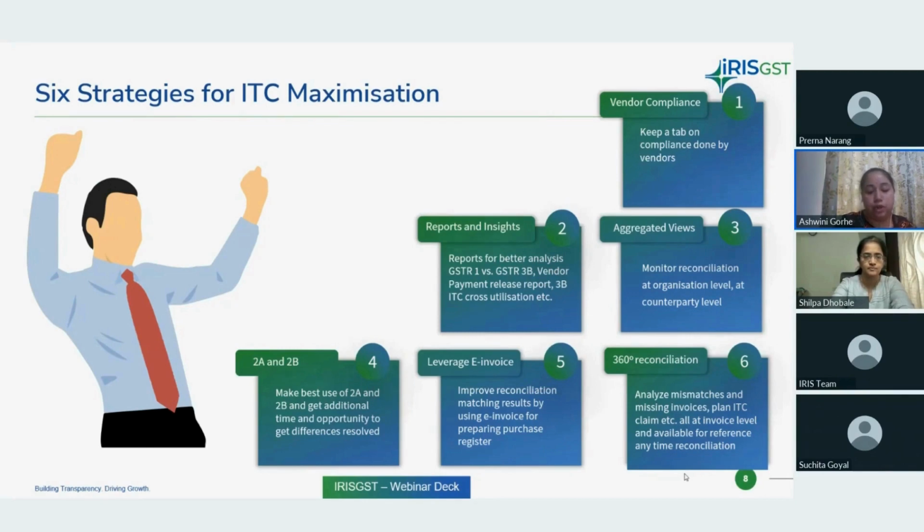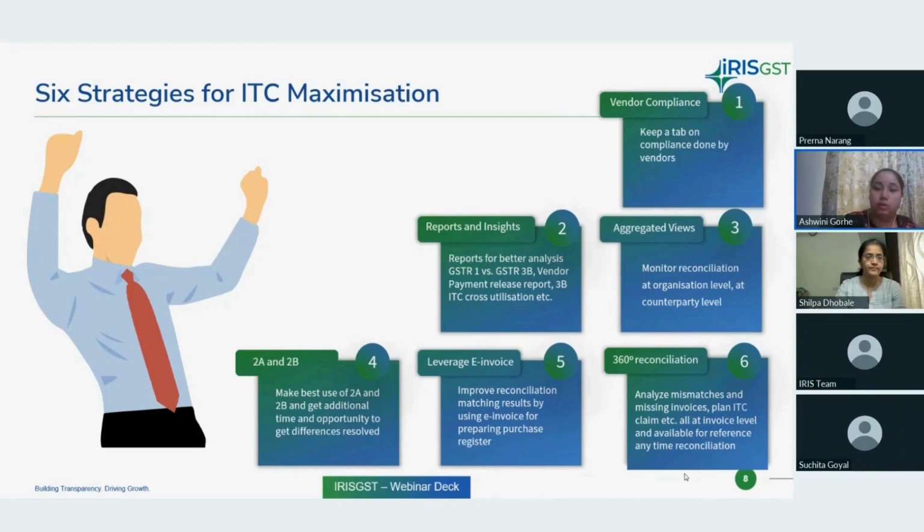You should know about your vendors, whether your vendor is a compliant vendor or not, because ultimately if he is not a compliant vendor, it will immediately affect you while taking your input tax credit, right? So the first and foremost part is knowing your vendor.